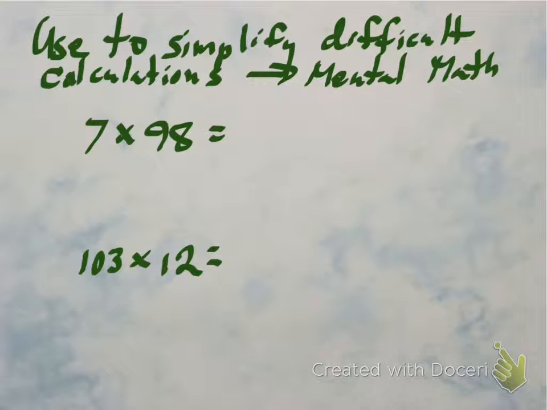Suppose you had to do 7 times 98. Quick, T, what's 7 times 98 in your head? I don't know. I don't either. Well, what I'm going to do is show you how to rewrite 98 so that you can do it in your head.